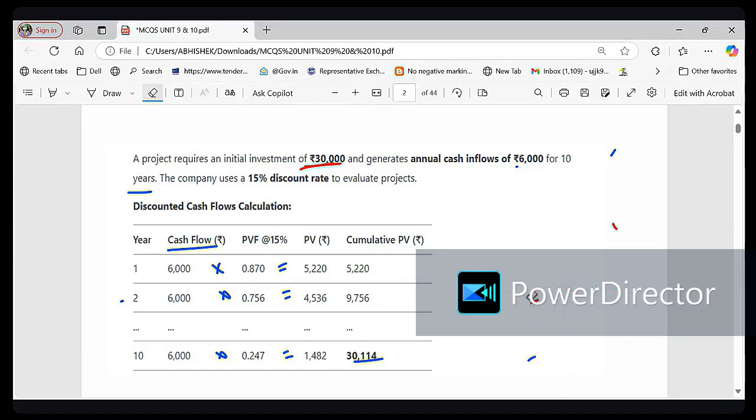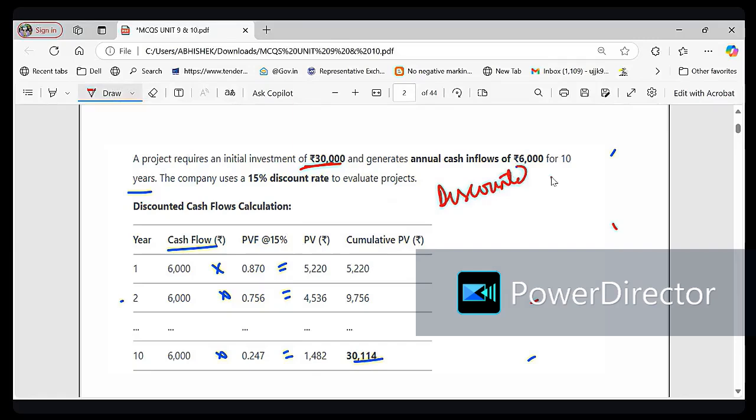But the discounted payback period method takes the time value of money into consideration. Discounted PP, meaning payback period, takes time value of money into consideration. You know what the meaning of time value of money is? It says that future cash flows are worth less than cash flows today. And what is the discounting factor? 15%. You can see we have already found the PVF for you, and the cumulative as well.